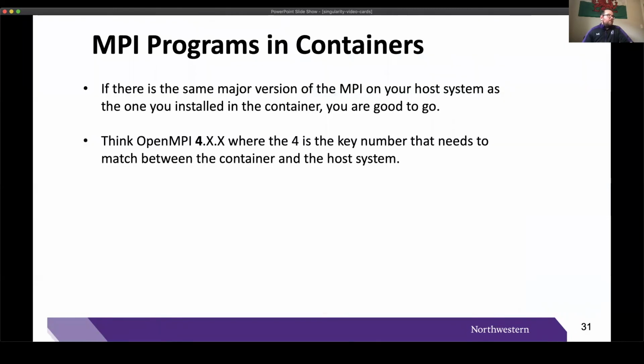Finally, for people who want MPI-enabled programs inside containers, the key thing is to make sure that your host system has an installation of MPI that matches at the major version level the MPI you installed via apt-get or yum or whatever package manager you chose inside the container. So if you have OpenMPI 4.0.3 on your host system and you installed OpenMPI 4.0.5 inside the container and compiled your program using that, that's totally fine. You can absolutely execute that MPI program on the HPC system that you're running on.